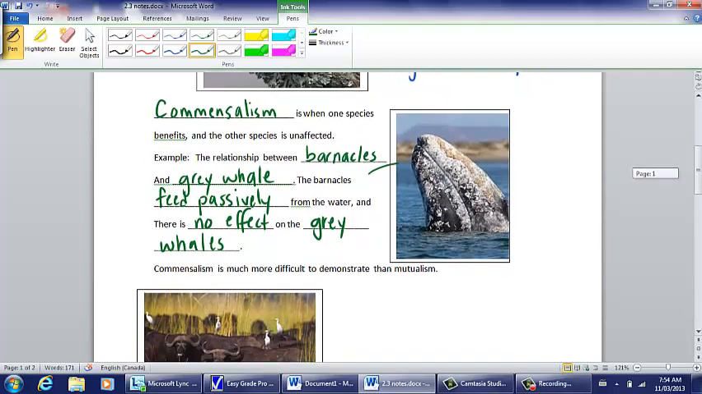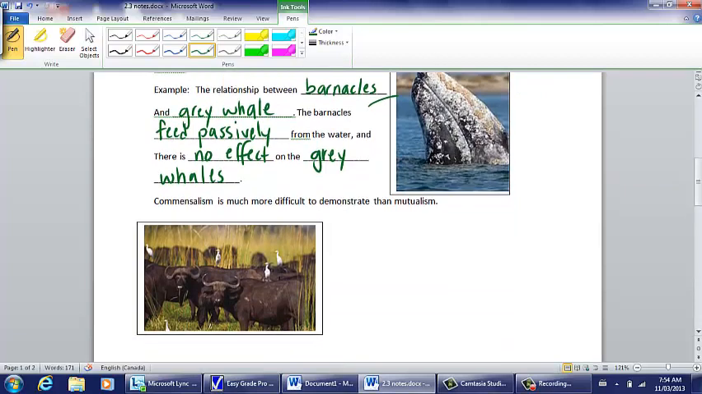Commensalism is much more difficult to demonstrate than mutualism. Often, when people, or scientists, at first think that a relationship might be commensalism, they study it further and discover that there is some benefit to both. So it's not truly commensalism.